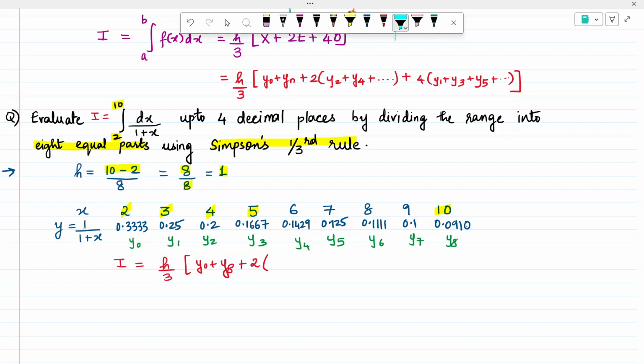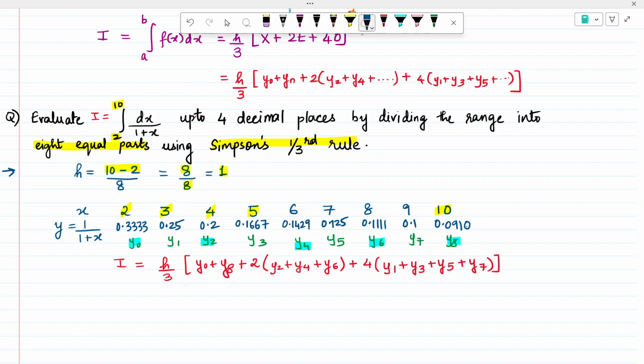You have already utilized y0, you have already utilized y8. Which are the terms remaining now? The even ones: y2, y4, y6. Very good. y2, y4 and y6. And 4 times the remaining odd terms. So I have already used y2, y4, y6. Which are the remaining odd terms? y1, y3, y5 and y7.